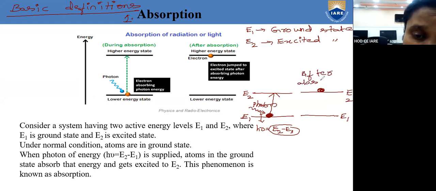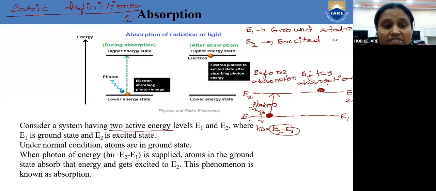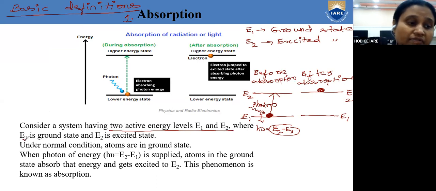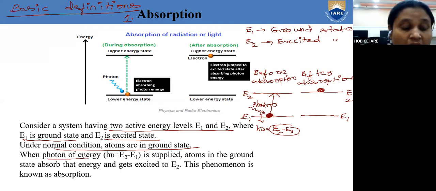And this is during the process of absorption, or you can also say it is before absorption. So what is the absorption phenomenon? First I'm considering two active energy levels, E1 and E2, where E1 is the ground state and E2 is the excited state. And under normal condition, where are the atoms or electrons present? They will be present in the ground state. Now what I'm doing with this atom or electron, I'm supplying energy, and that energy I'm taking in the form of a photon. And what should be the energy of the photon? It should be equal to E2 minus E1.